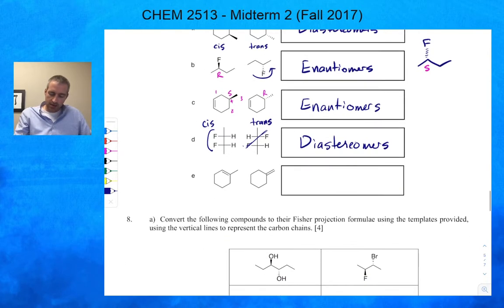Next, we have 2 alkenes. They're isomers for sure, but the double bond is in different positions. They're not cis-trans pairs, they're not diastereomers or enantiomers. These are constitutional isomers.